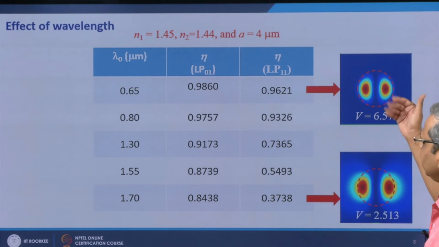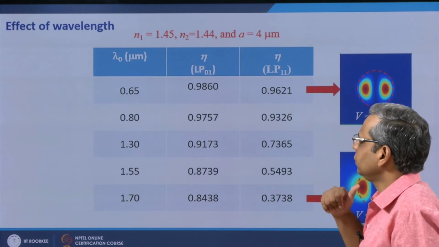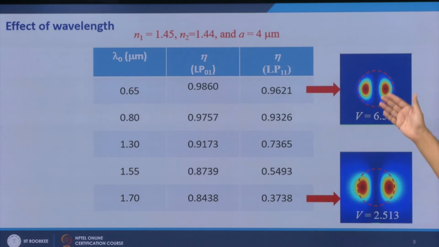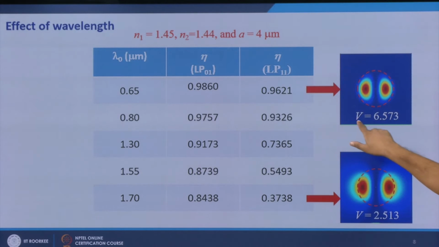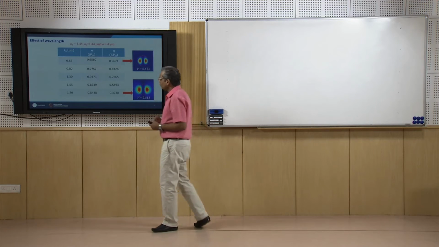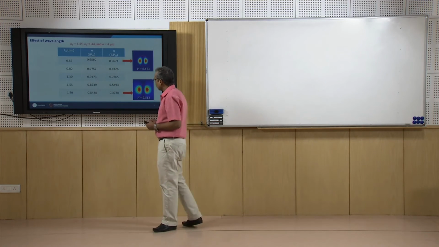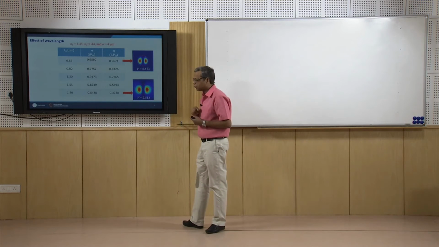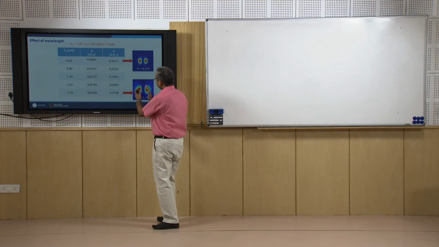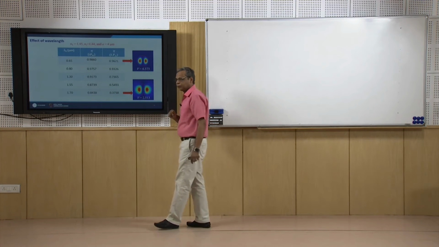If you look at the modal fields of LP11 mode at 0.65 micrometer wavelength, it looks like this, where the value of V at this wavelength is 6.57. So, high value of V, so most of the power is in the core. But if you go to 1.7 micrometer wavelength, the value of V is 2.5, which is very close to cutoff. The cutoff is 2.4048, and then I see that the field spreads out, and there is only 37% power in the core.